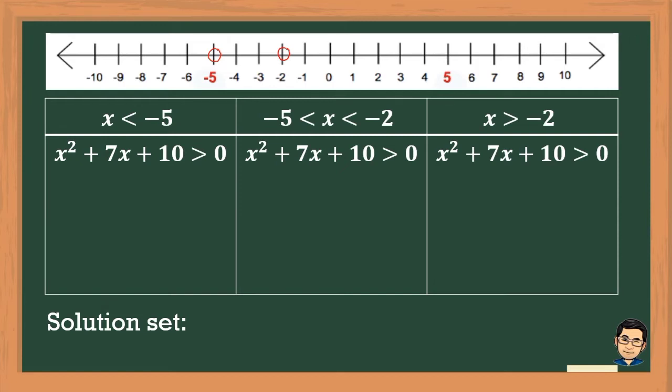So, let's have the first interval. Yung nasa left side po ng -5 is yung -6, -7, -8, and so on, up to -infinity. So, yung unang interval po is x is less than -5. Yung pangalawa naman po, yung nasa gitna ng -5 and 2.